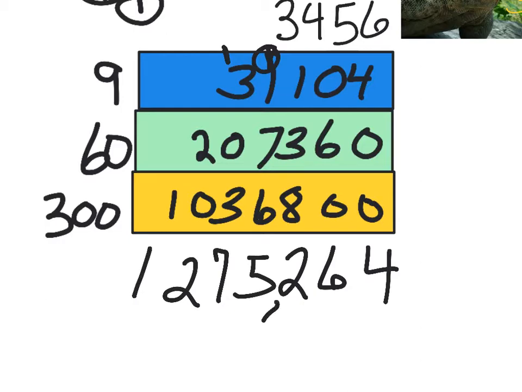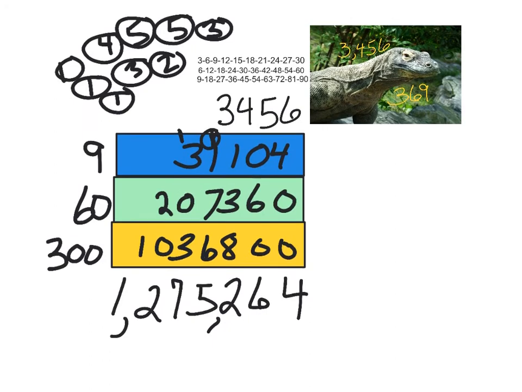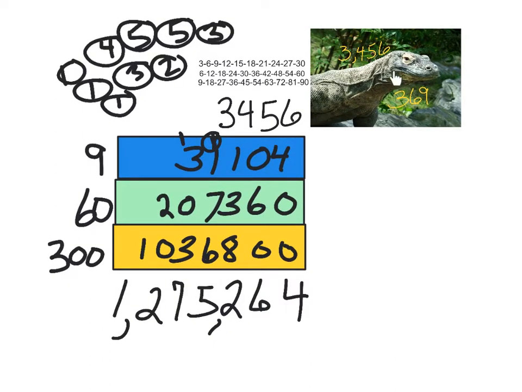And you got to put your commas in there, 1 there, 1 there. And lo and behold, 1,275,264 is your answer. And that, my friends, is a lot of meat that our friend Kilroy the Komodo Dragon has eaten over the past 369 meals. That's a whole lot of ounces of meat.